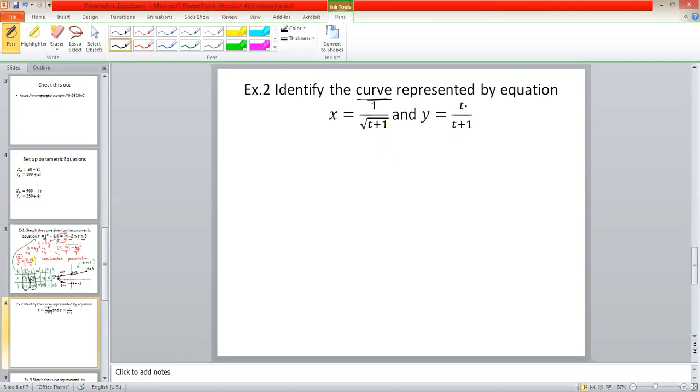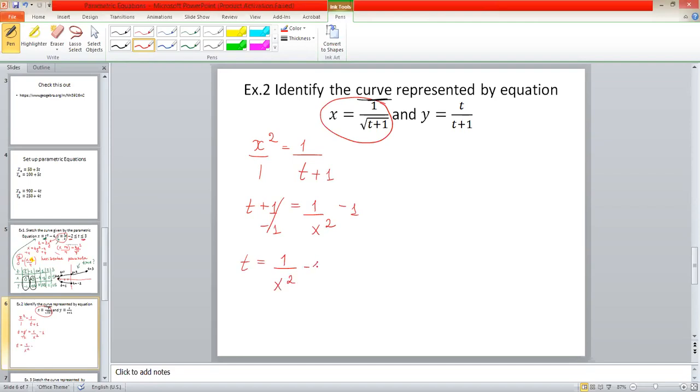In order to do so, I would recommend to express t from one of the equations and plug it into the other. My suggestion is to express t from this one by squaring both sides. X squared equals 1 over the radical squared, which will be just t plus 1. Then I can do t plus 1 equals 1 over x squared, and subtract 1.